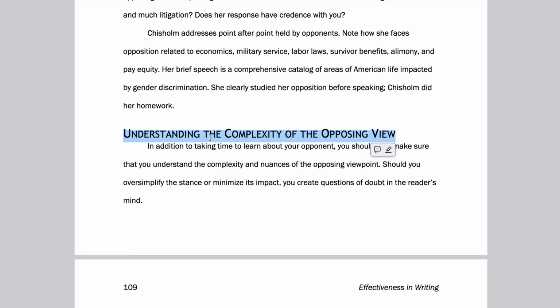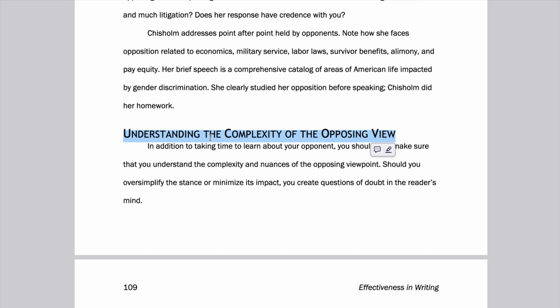So, understanding the complexity of the opposing view. Basically, don't understate it. Don't forget things that the opposing view believes in, and instead, give all the nuances, understand the nuances so you can argue against them. And no one likes to be understated. No one likes to be washed over. Everyone wants their side and their point of view to be understood. And that's the way you win over people.